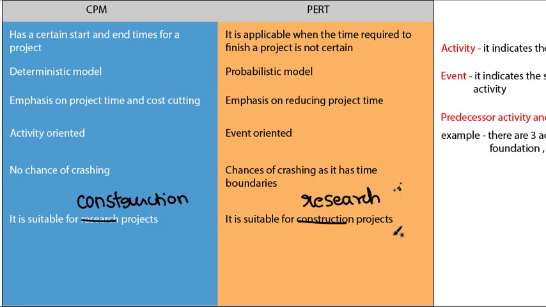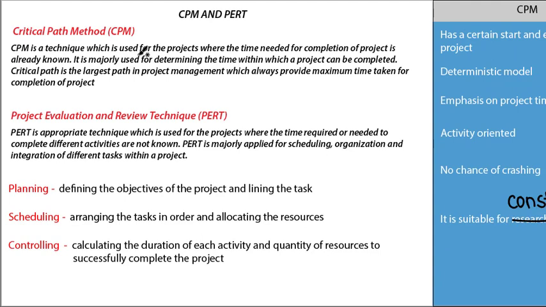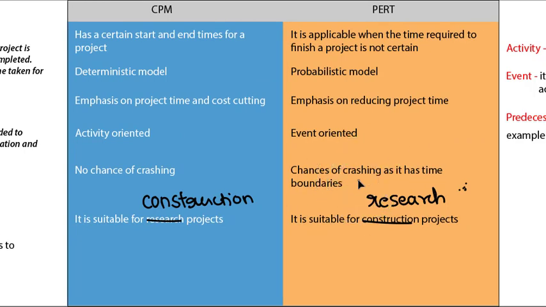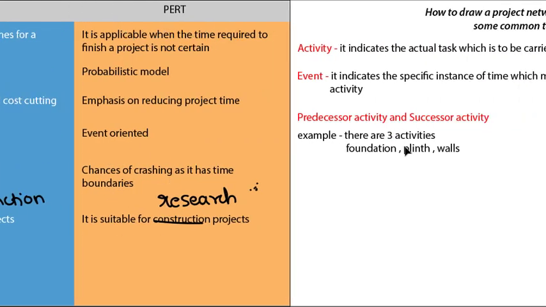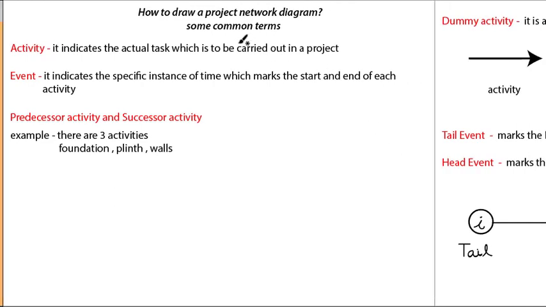So this is the basic difference between CPM and PERT. Up till now we saw the basic definitions for CPM and PERT. We saw what planning, scheduling, and controlling are. Then we saw the difference between CPM and PERT, right? So we will learn some common terms which are associated with the project network diagram.